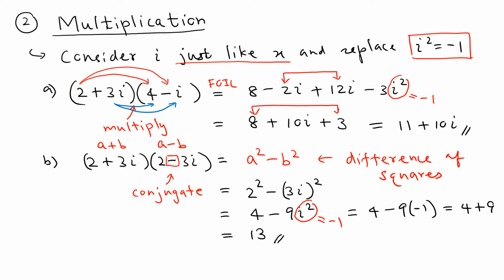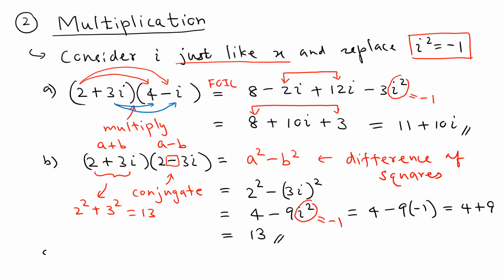This is 13. But there's also another way to get 13. If you look at the first complex number, 13 is simply 2 squared plus 3 squared. That's how you get 13. That's always the case. You simply square the two numbers and add them. That's how you get the number 13. That's always true. You can remember that as a shortcut.